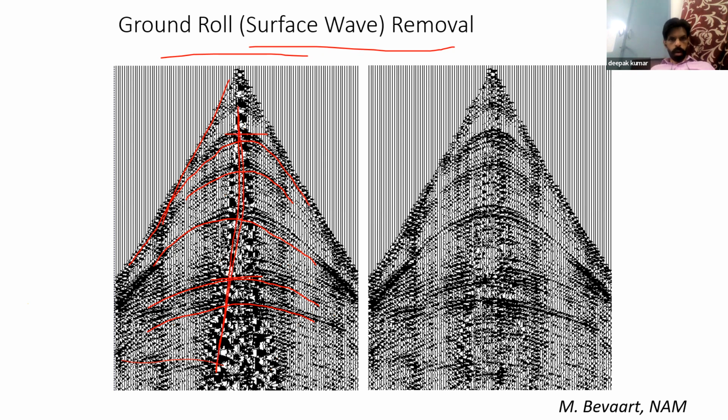This is ground roll. So ground roll can be removed by deconvolution or filtering, or even by surgical strike, surgical muting. So in surgical strike, surgical mute, we will remove this full ground roll. Okay. But it should not be done because our data will also be lost.